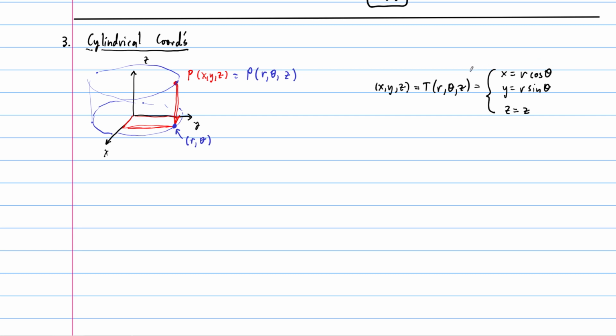All right, so we can compute these triple integrals in what are called cylindrical coordinates, and essentially it just boils down to working in polar coordinates in the XY plane and then your regular coordinates in the Z direction.